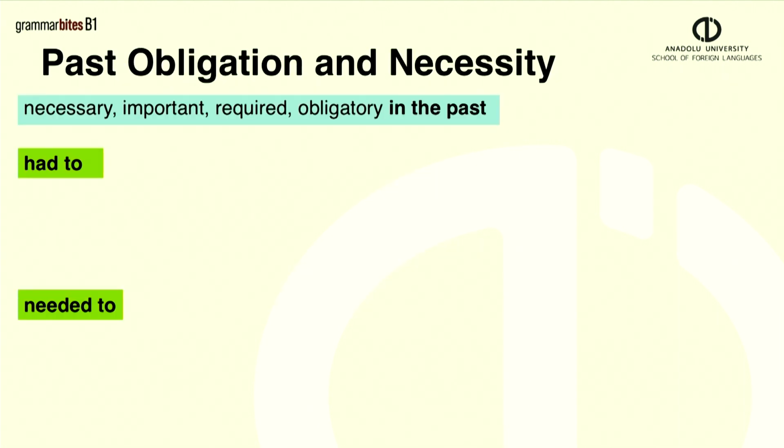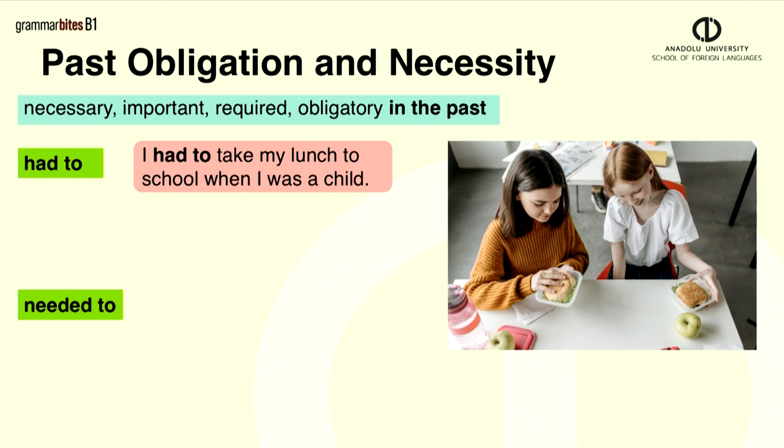Now, we'll look at how we use these modals in the past form. So, to say that something was necessary, important, required, or obligatory in the past, we have 2 forms, had to and needed to. I had to take my lunch to school when I was a child. That means it was necessary, maybe because lunch wasn't served by the school, so I had to take it myself.